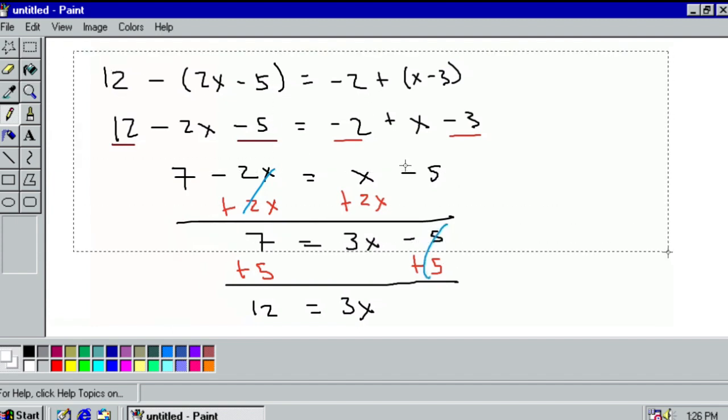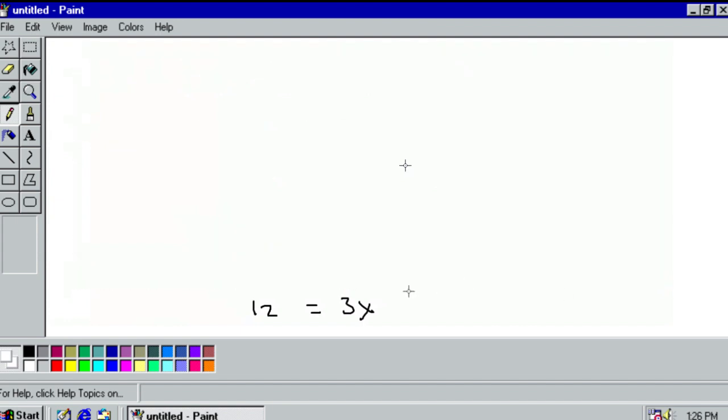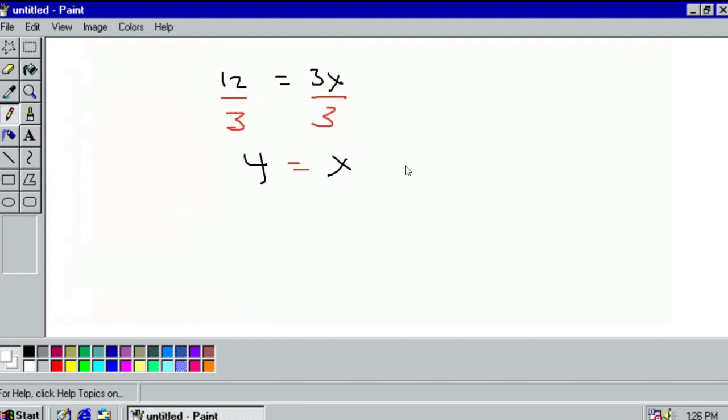Okay, so let's find 12 equals 3x. So let's divide both sides by 3 so that we can get x. So what's left is x. 12 divided by 3 is 4. So this is your final answer. 4 is equal to x.